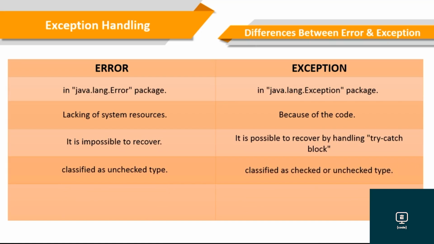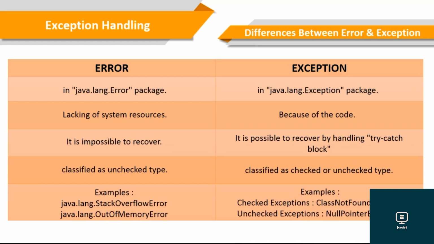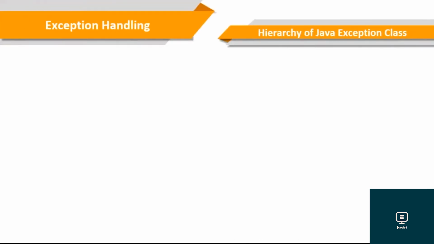So errors are classified as an unchecked type. Exceptions are classified as a checked or unchecked type. So if we want to give some examples of errors, the StackOverflowError and an OutOfMemoryError are certainly a couple of the major ones. And if we wanted to think of a couple of examples of exceptions, we'll call it a ClassNotFoundException and the NullPointerException. So come along, I'll explain what I mean.